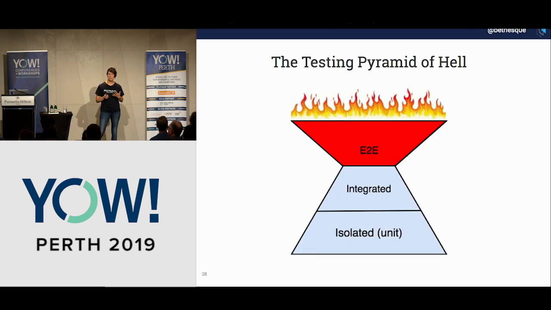Now, problems arise when we try and use end-to-end tests for things that isolated or smaller scoped integration tests would do better. When we try and use end-to-end tests to make sure that every field in our request and our response is correct, we end up in the testing pyramid of hell. That is testing harder, not smarter.